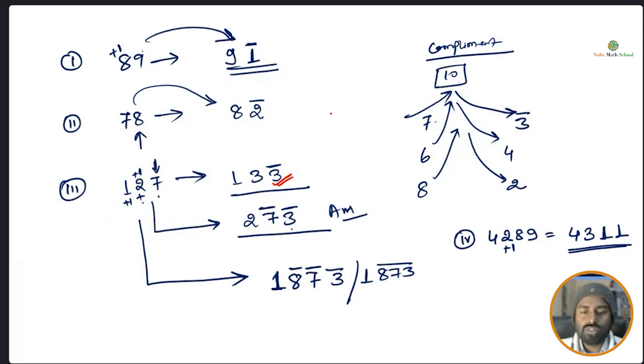Our focus was to convert 1, 2, 3, 4, 5 into bar form, right? All those numbers which are 6, 7, 8, 9, we are trying to convert into 1, 2, 3, 4, and 5, right? This is our target, and we achieved that, because this is the number which had a 7, and now we have a 3. So this is a perfect conversion.